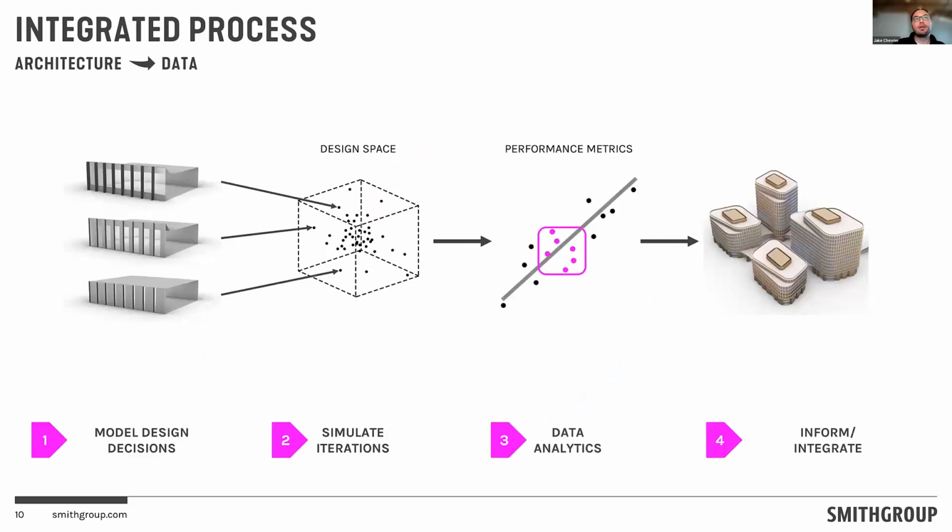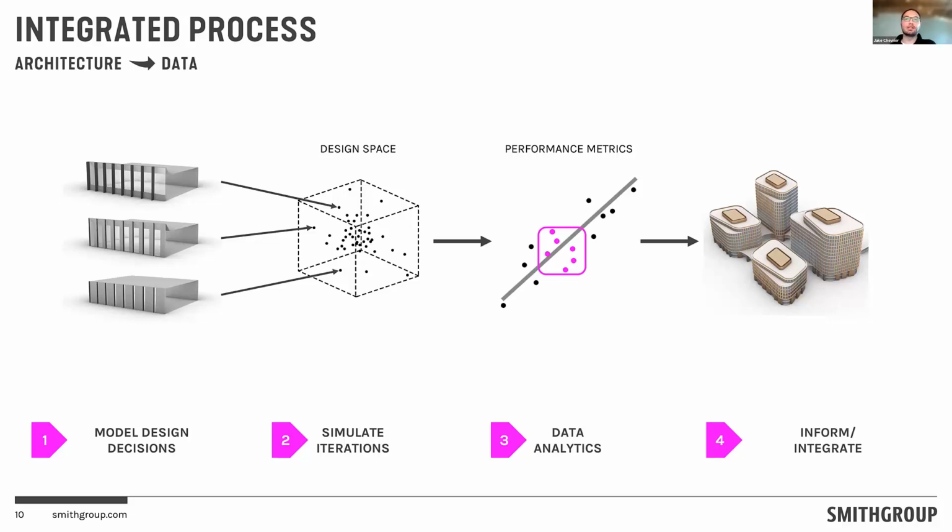How does this work as a process? It's a 4-step process. We model the design decisions first. We're trying to get ahead of the design process. So we work with the design team, figure out what those parameters could be, come up with a model, and then we simulate all those iterations and create what's called a design space. Think of all the different parameters that we put in, and then we have a multi-dimensional model that we can pull from. We check out the performance metrics.